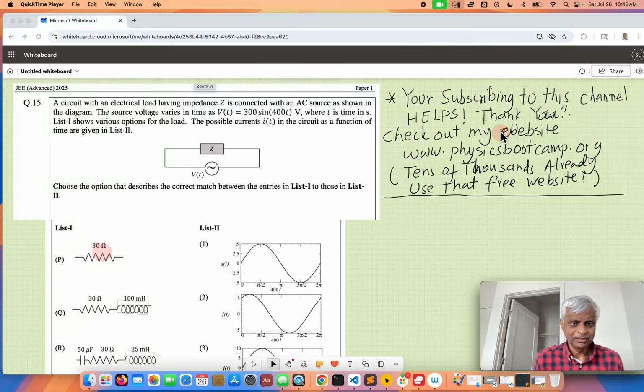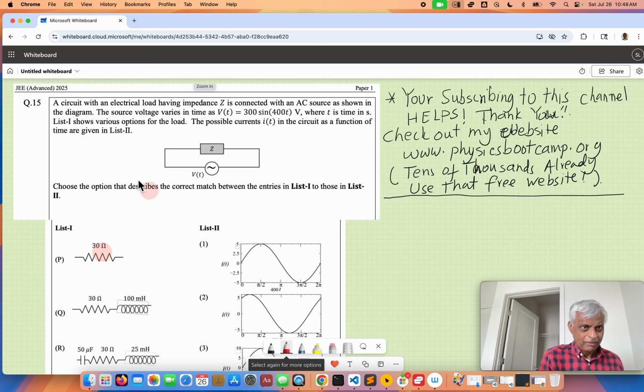Okay, today it's a problem from AC circuits. If you're a regular to this channel, you know that these days we're doing problems from JEE 2025. And this is question number 15 from paper 1. All right, let's do this problem.